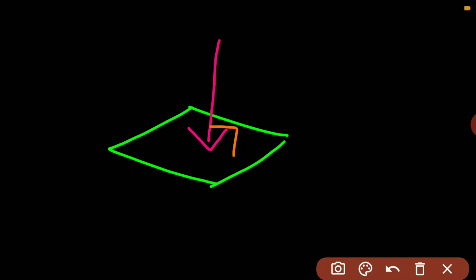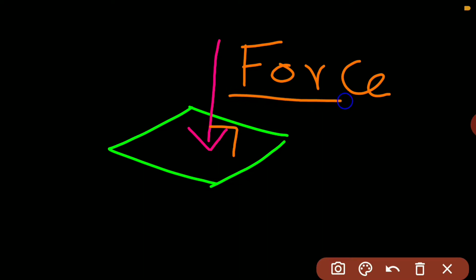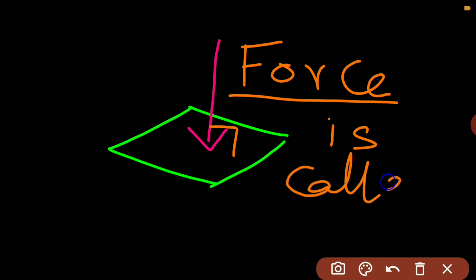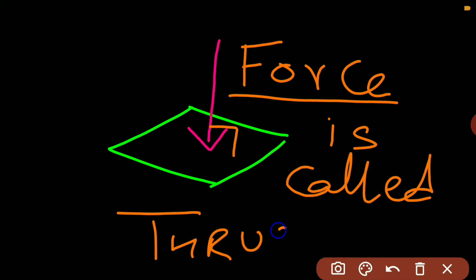this kind of force here, this kind of force is called thrust, right? Right? So I hope you understood this. The surface on which the force is acting at 90 degrees, making a right angle, this kind of force is called thrust. I hope this is clear.